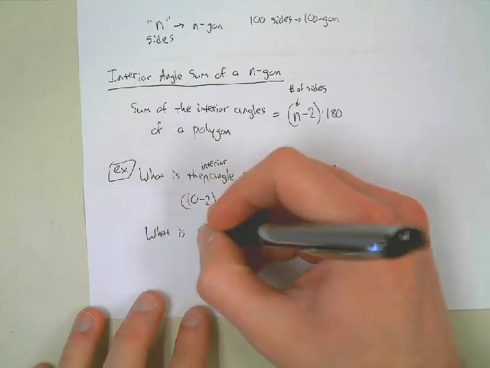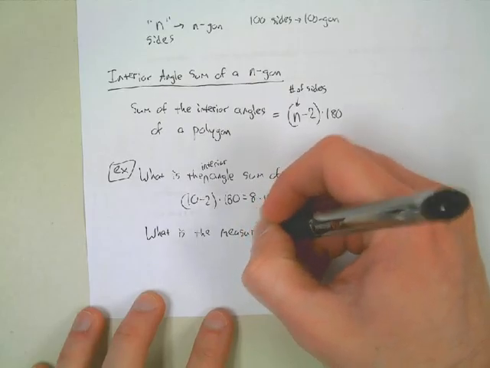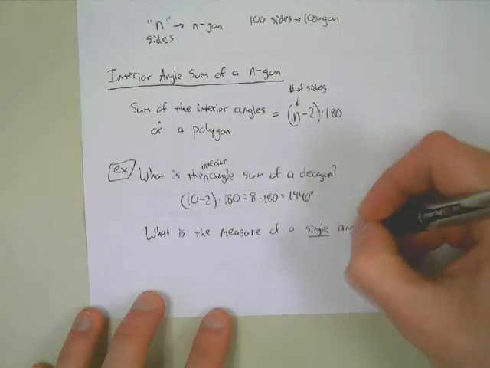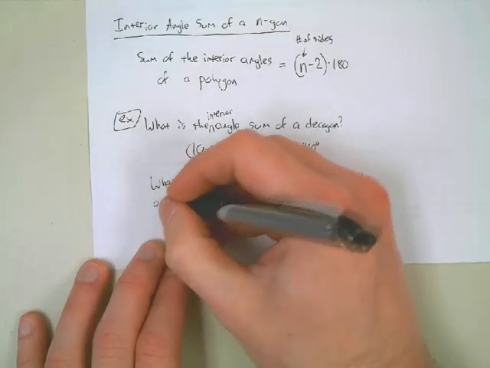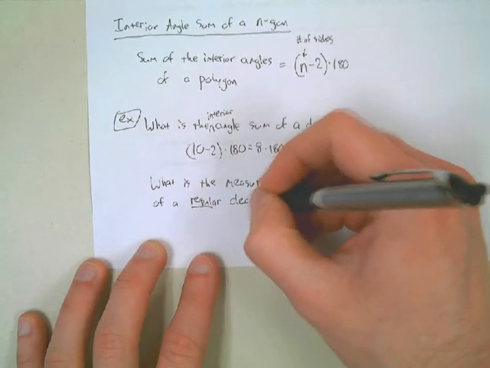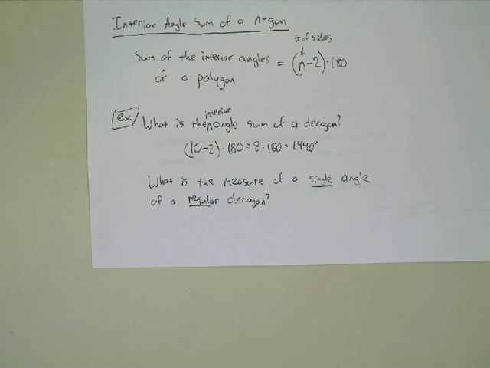What is the measure of a single angle of a regular decagon? Okay, so a bit of a different question. We know the sum is 1,440. All the angles in a decagon have to add up to 1,440. Okay, but I'm asking, what is the measure of a single angle in a regular decagon?